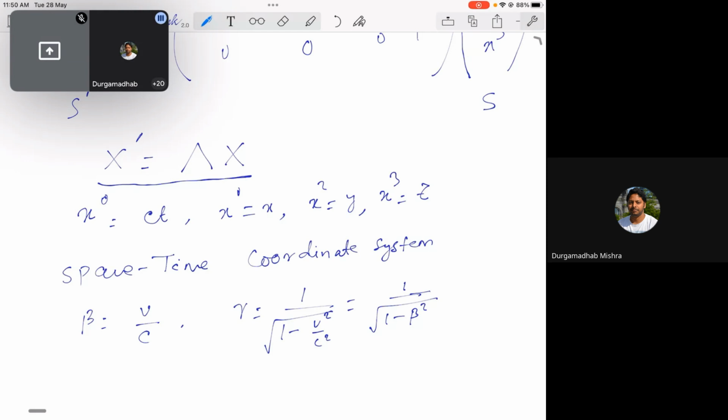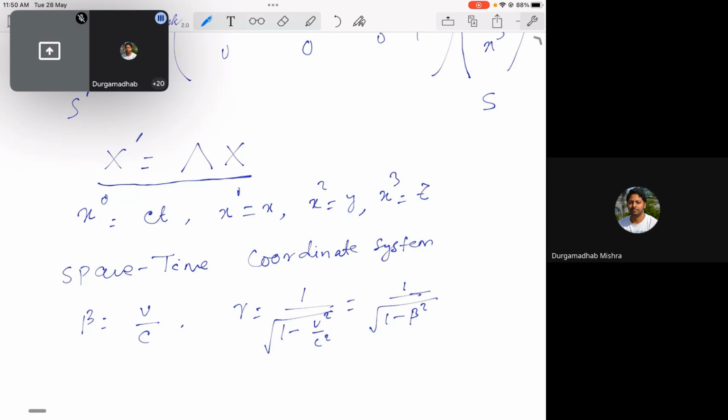Similarly, the length will contract if you are observing the length from a reference frame which is moving at a very fast speed. But for our case, since our velocity is very small, not near the speed of light, we don't realize those effects.